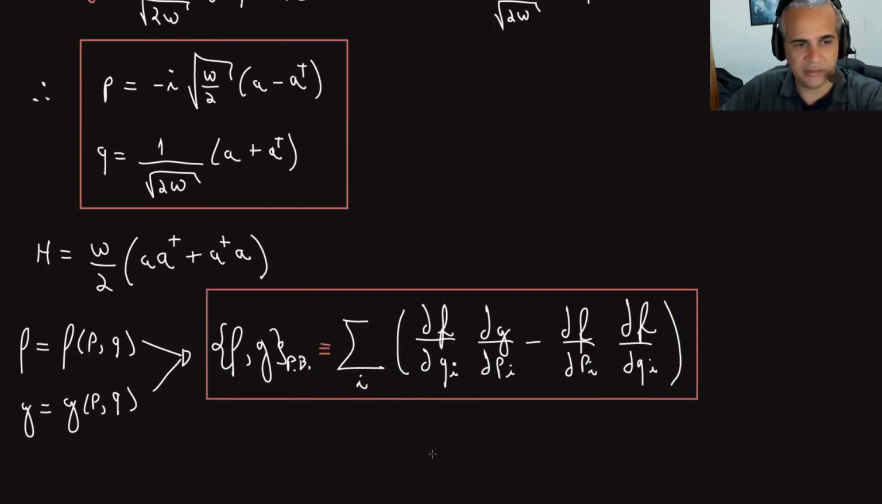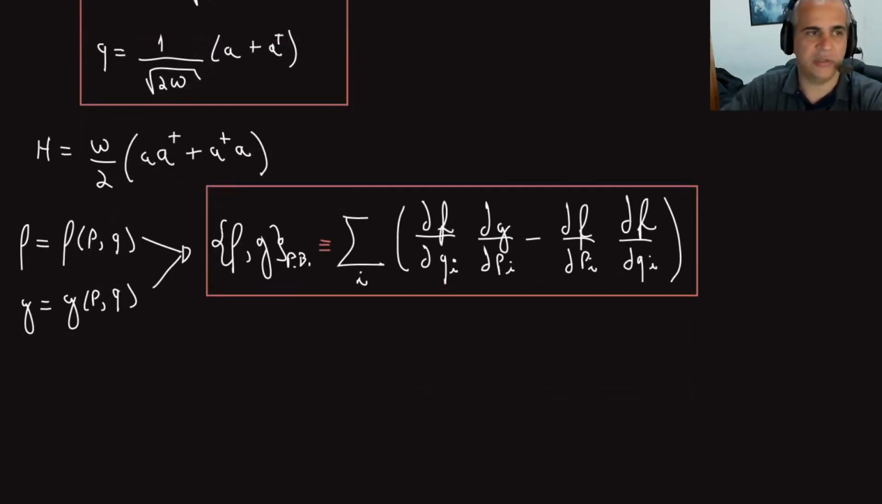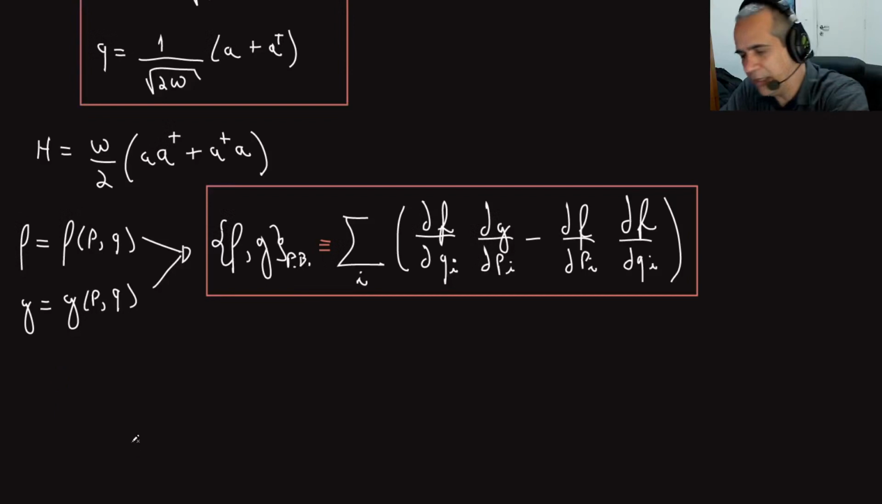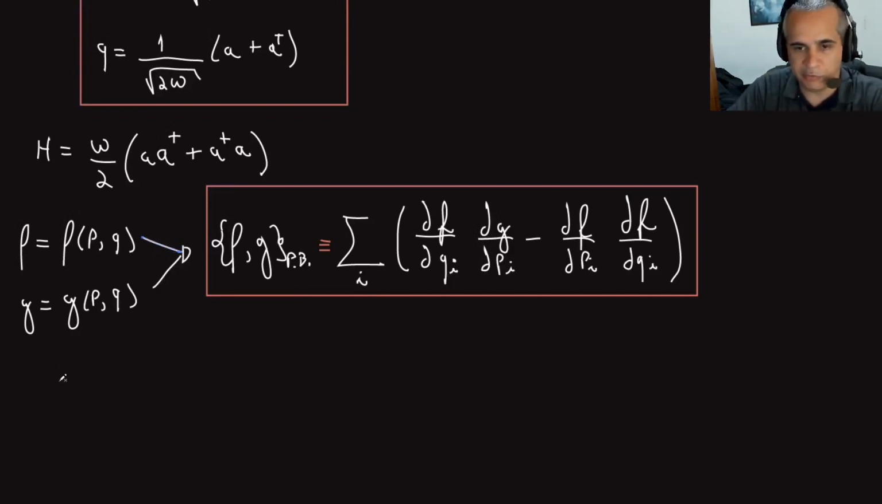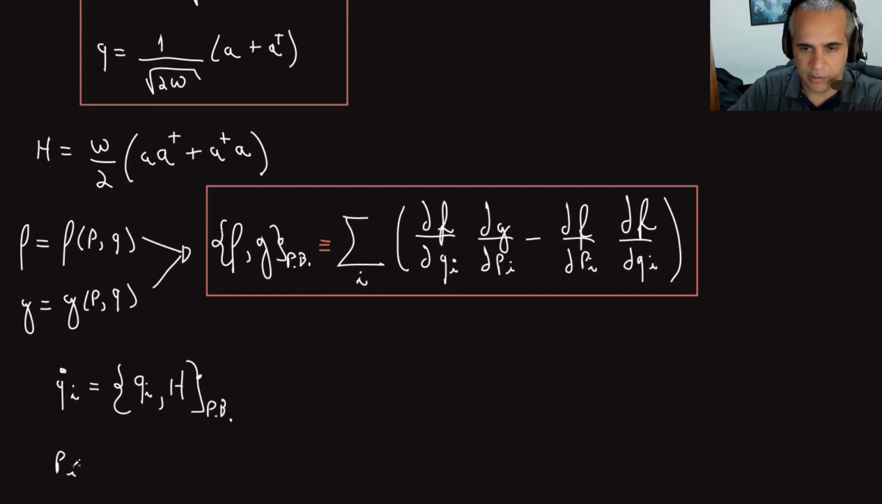And the reason this defines the dynamics of the system is because the Hamilton equations can be written in terms of the Poisson brackets. So any dynamical variable of the system will evolve according to the Poisson bracket of the variable with the Hamiltonian of the system. And the same for the time derivative of p.